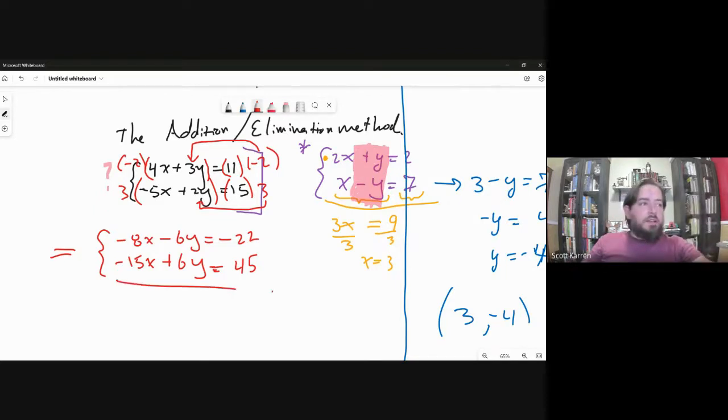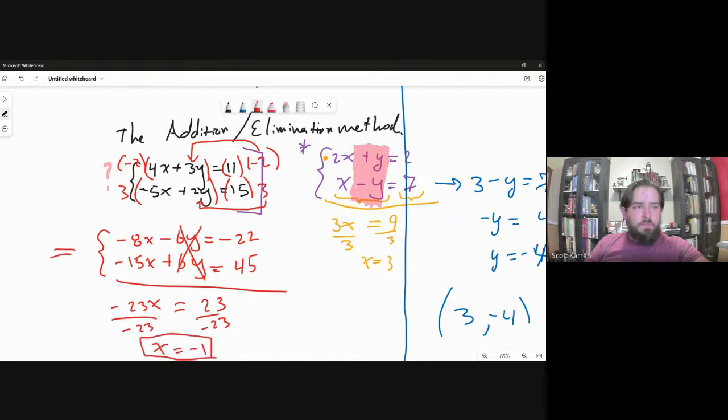But I've got it. I can combine these. -8x and -15x ends up being -23x. -6y and 6y cancel. They're gone. And then 45 minus 22, 23, pretty convenient, because I can divide by -23, and I get x equals -1. And I'm halfway home.